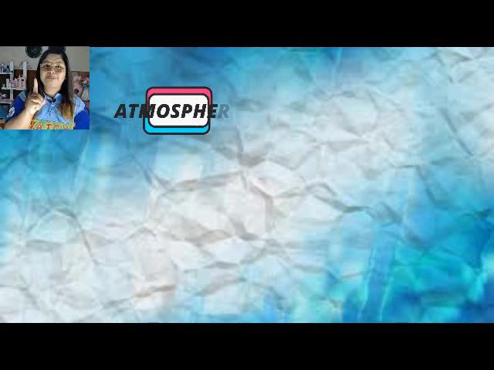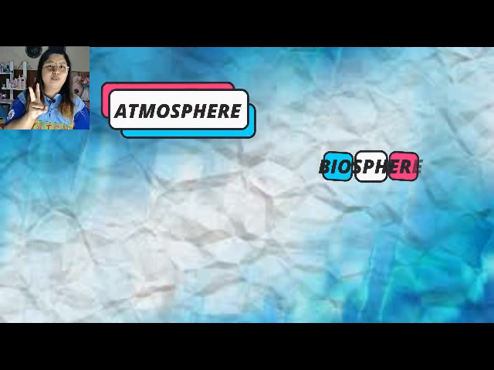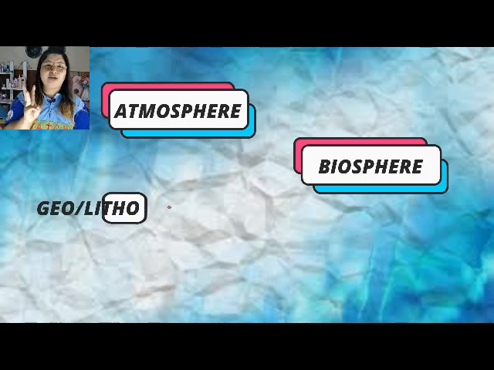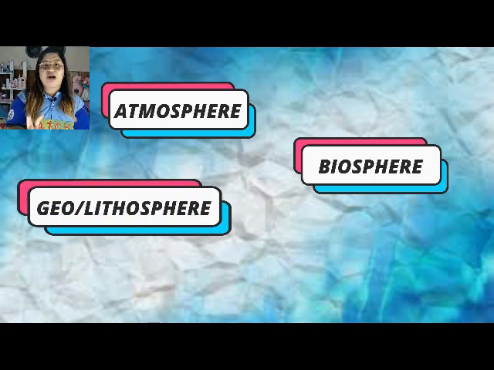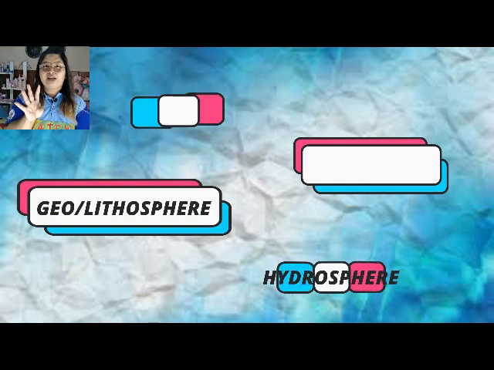So quick recap, we have 4 subsystems. Number 1, yes, the atmosphere. Number 2, okay, the biosphere. Number 3, the geosphere or the lithosphere. And number 4, we have our hydrosphere.